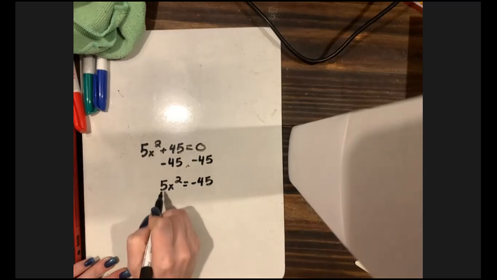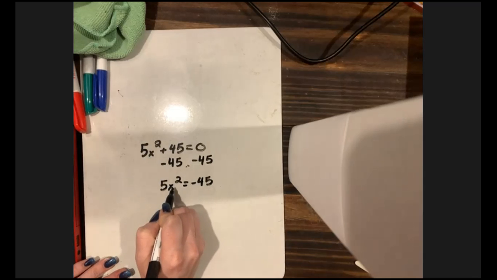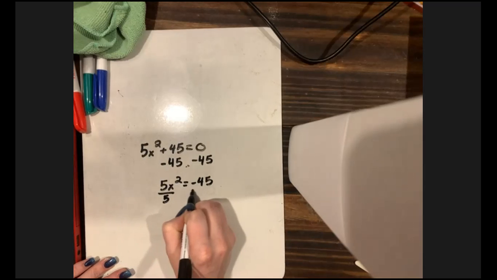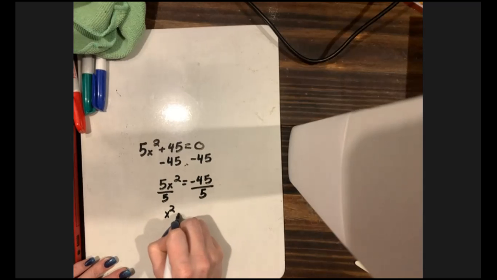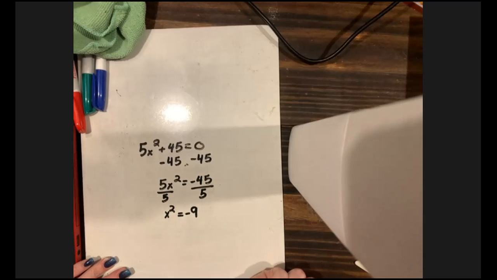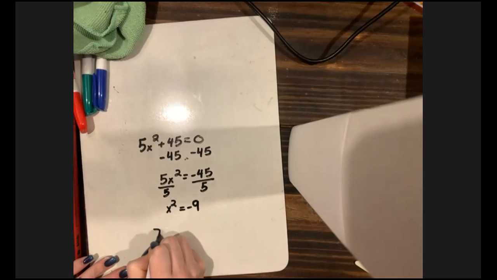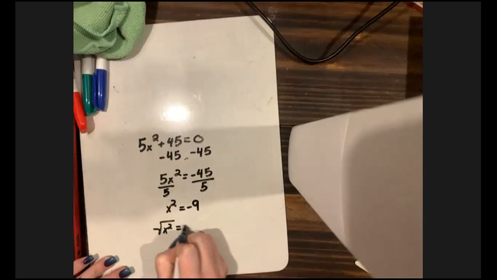Okay. Now, this 5 is not attached to that x squared, or the squared isn't attached to the 5. So I'm going to go ahead and divide that off so that I have my x squared entirely by itself now. That's going to give me -9. Okay. Then I'm going to introduce square root on both sides.